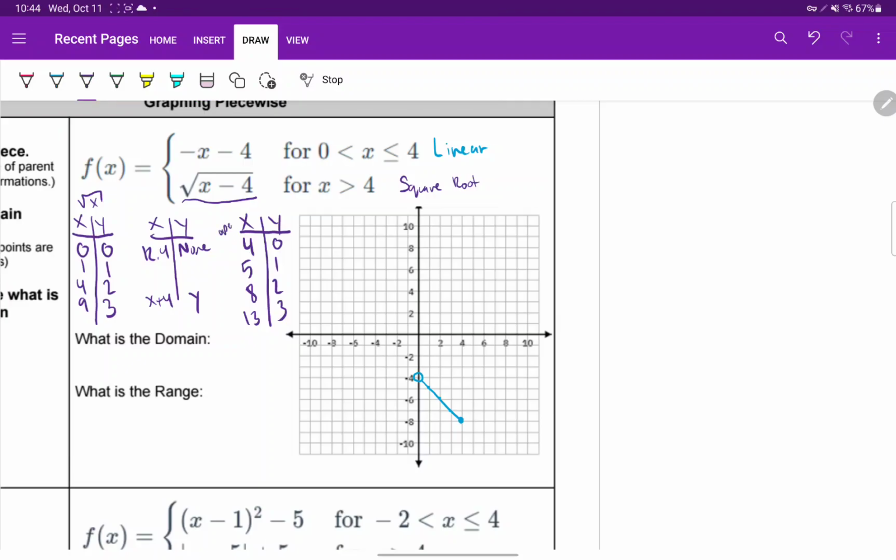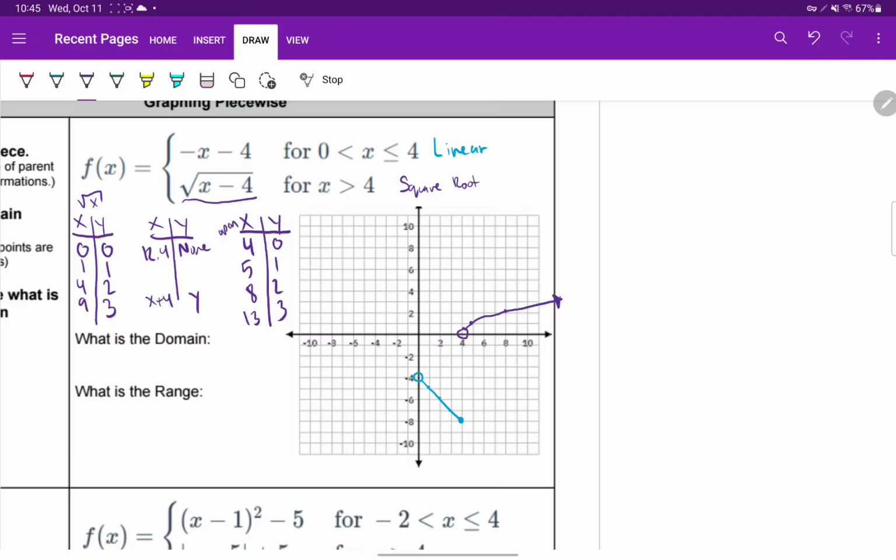So this is open. At 4, 0, we're going to draw an open circle. And then at 5, 1, they're back to normal closed circles. 8, 2. And by the time we get there, 13, 3 is off the graph. So I'm going to connect these two dots and kind of estimate where it goes. And there is my piecewise function.